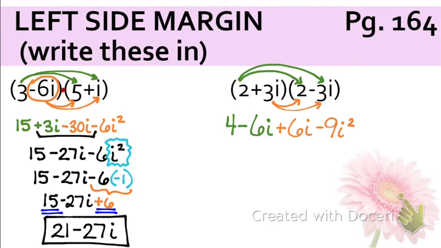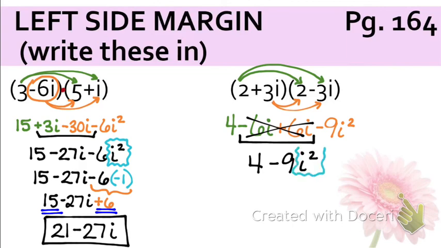Erase the whole thing. Do we have any terms that we can combine together? Yes. We can combine the negative 6i and the positive 6i together. What happens when I combine those, though? They cancel out. So I have 4 minus 9i squared, but what do I always replace an i squared with? Negative 1. So this is 4 minus 9 times negative 1. What is negative 9 times negative 1? Positive 9. So I have 4 plus 9. 13.